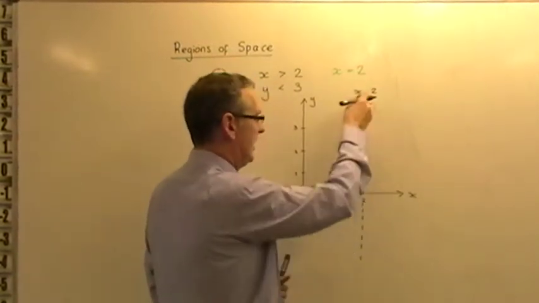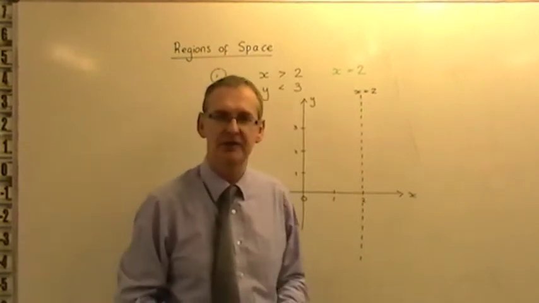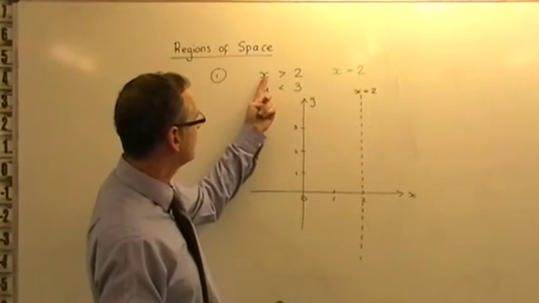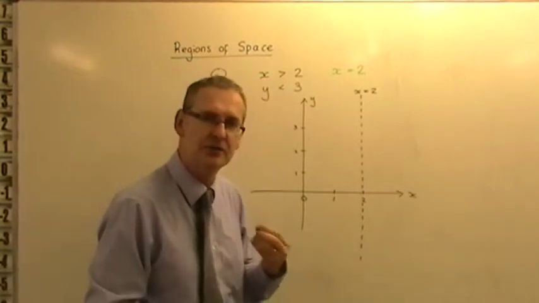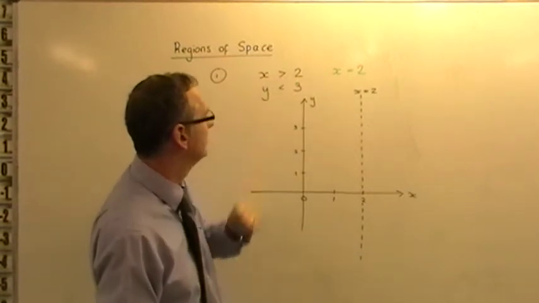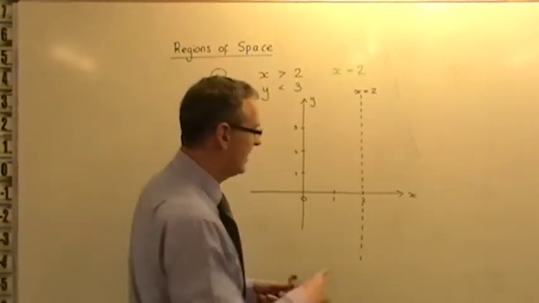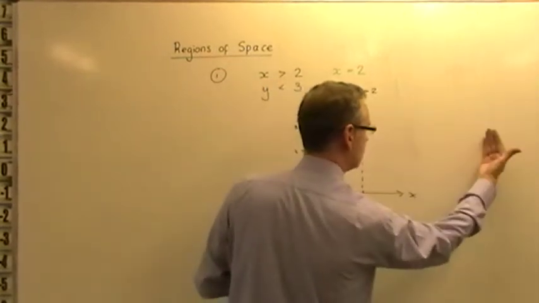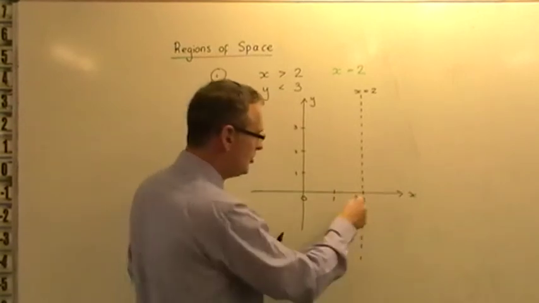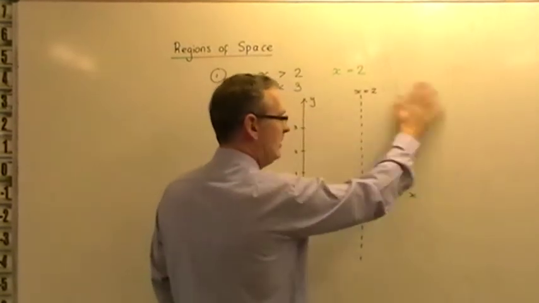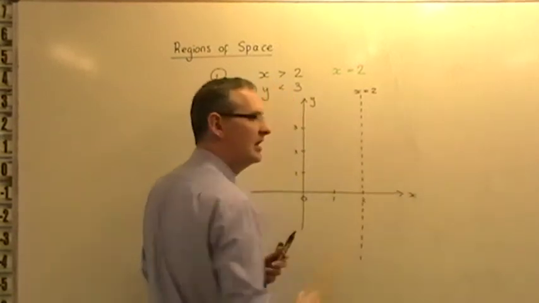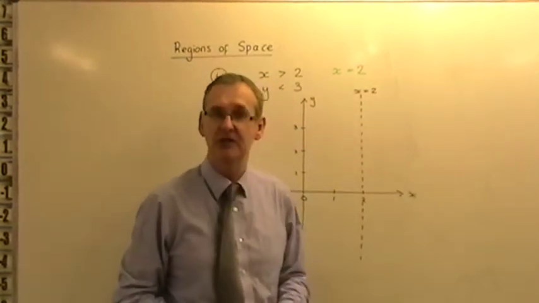Everywhere on that dotted line have x coordinates which are equal to 2. Now I need to show all the places where x values are bigger than 2. Well, that basically means anything that side of the line where the x numbers get bigger than 2 can be shaded in. Not just on the x-axis itself, but anywhere in this region at all. If you looked at the coordinates of the point, then their x coordinates would be bigger than 2.